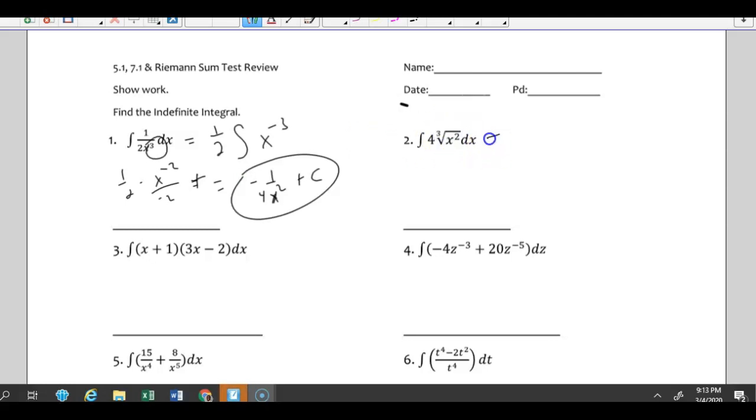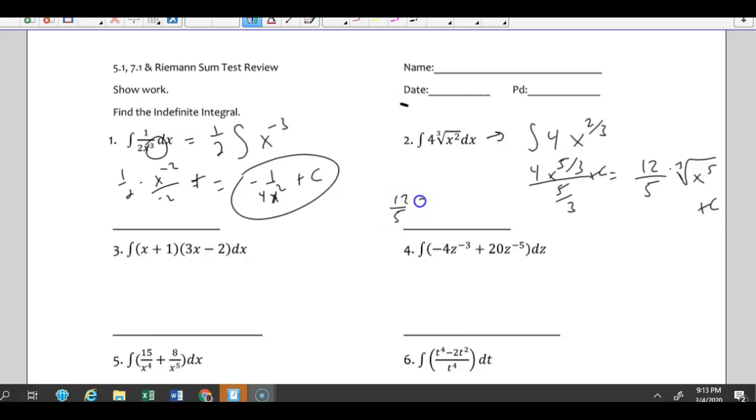Number two, I'm going to rewrite this as 4x to the 2/3. But when I integrate that, that's 4x to the 2/3 plus 1, which is going to be 5/3, divided by 5/3, which we keep change flip. So 3 times 4 is 12 plus c. So you have 12 over 5. I can go cube root again, of x to the 5th plus c. Oops, not 5, but x to the 5th. Like that.